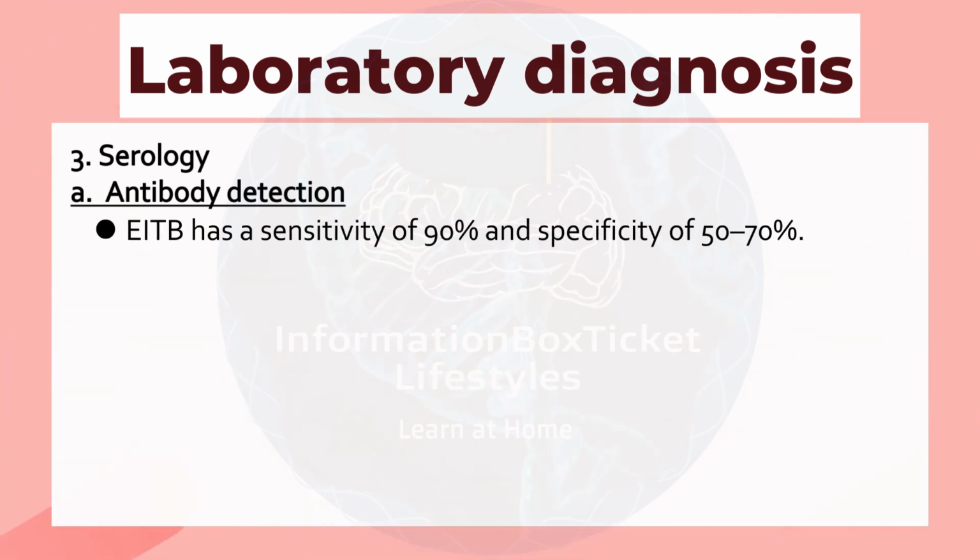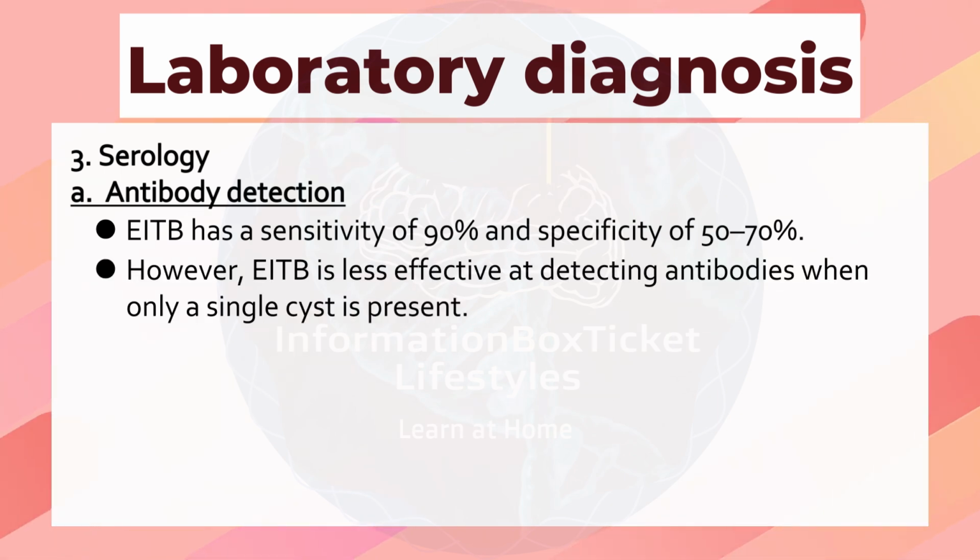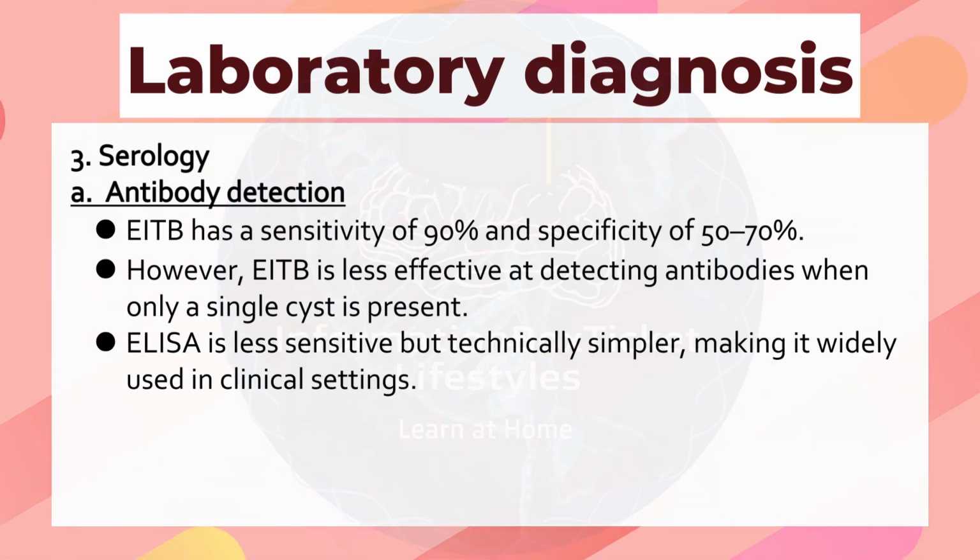Enzyme-linked immunoelectrotransfer blot has a sensitivity of 90% and specificity of 50 to 70%. However, enzyme-linked immunoelectrotransfer blot is less effective at detecting antibodies when only a single cyst is present. Enzyme-linked immunosorbent assay is less sensitive but technically simpler, making it widely used in clinical settings.